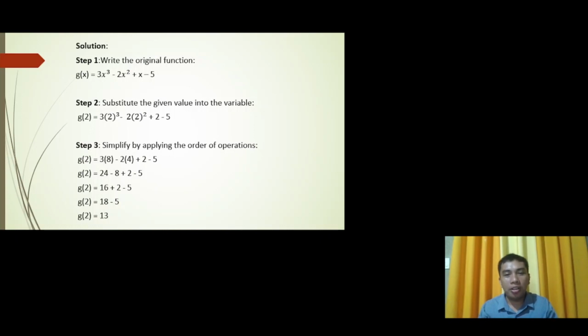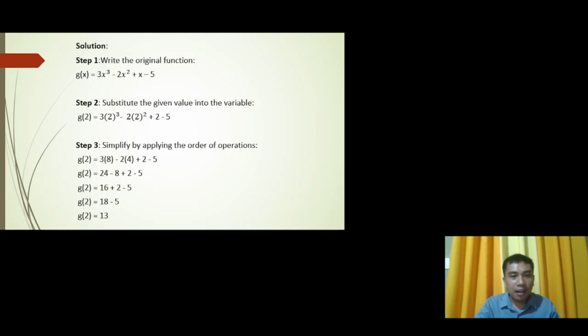Simplify by applying the order of operations. So it's very easy. And we are going to always remember the PEMDAS so that we will be guided in simplifying the given function. So you have here g of 2 equals 3 times 8. Why 8? Because it is from 2 cubed. So 2 times 2 equals 4 times 2 again, that is 8.